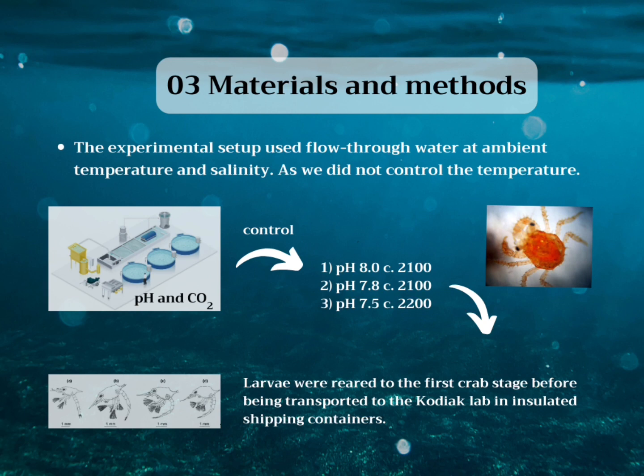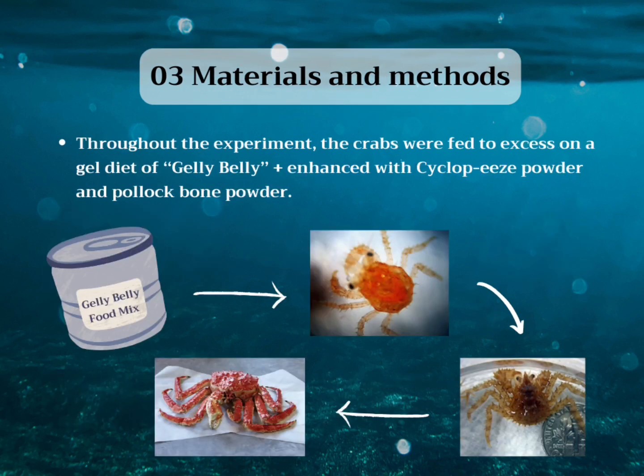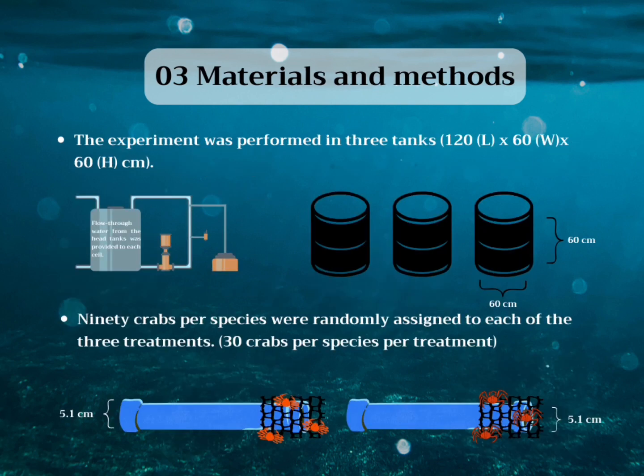Larvae were released to the first crab stage before being transported in a chilled, insulated shipping container. Throughout the experiments, the crabs were fed a gel diet of jellyfish enhanced with cyclops ear powder and porous bones powder. The experiment was performed in 3 tanks of the same size, 120 liters. 90 crabs per species were randomly assigned to each of the 3 treatments, 30 crabs per species per treatment. Each crab was placed in an individual holding cell made of plastic or PVC plate, diameter 5.1 cm, with mesh screens on the bottom.